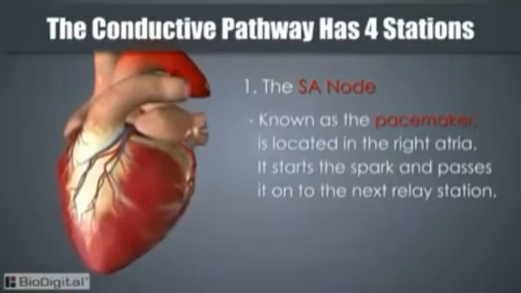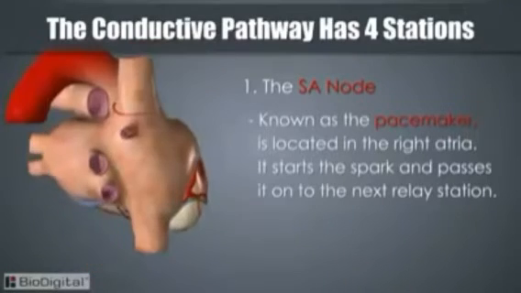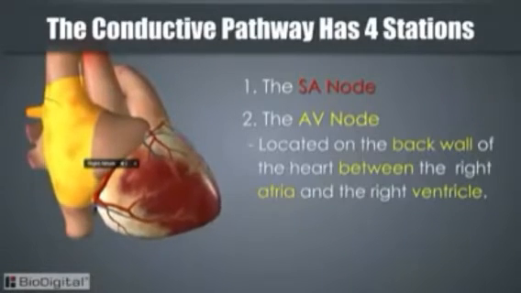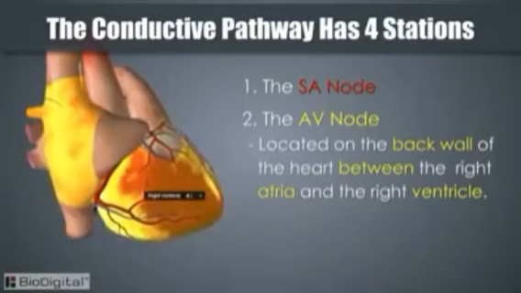The SA node, known as the pacemaker, is located in the right atria. It starts the spark and passes it on to the next relay station. The AV node is located on the back wall of the heart, between the right atria and the right ventricle.